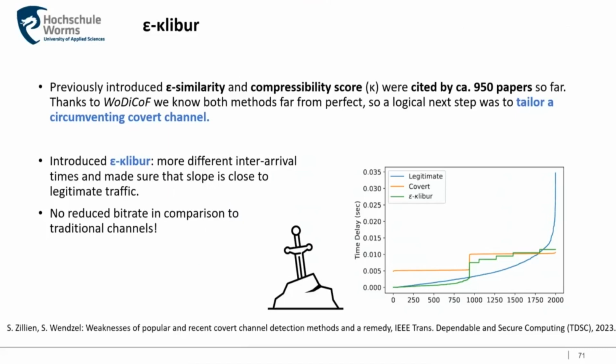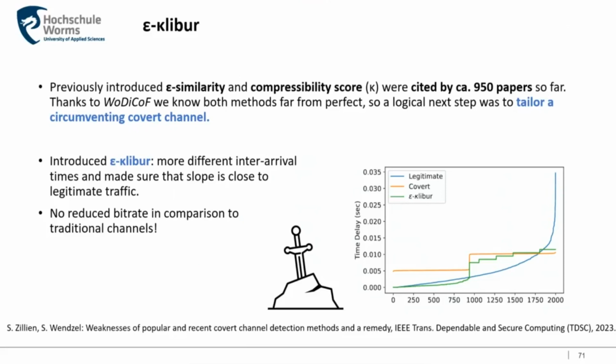So we took the epsilon similarity and the compressibility score, because they were more or less the highest-scoring detection heuristics in covert channel research that there are. And normally, this is a bit simplified, but normal legitimate traffic, if you sort the interarrival times of a flow, looks a little bit like this.